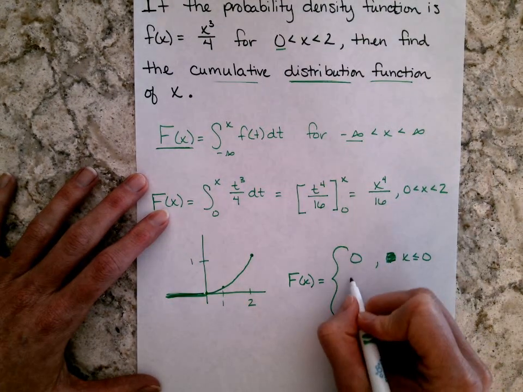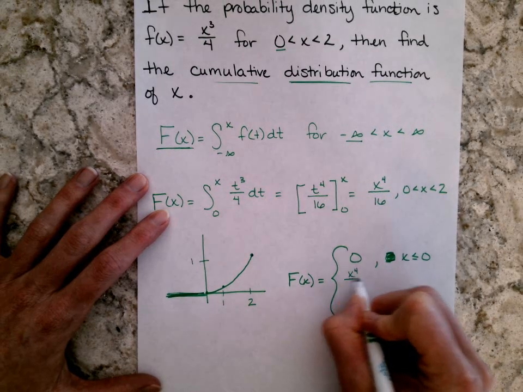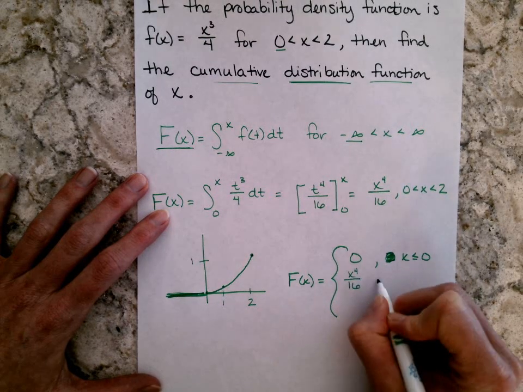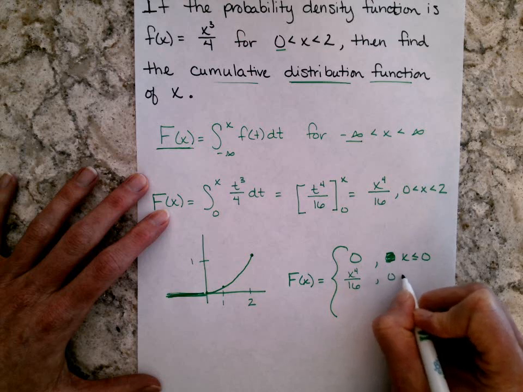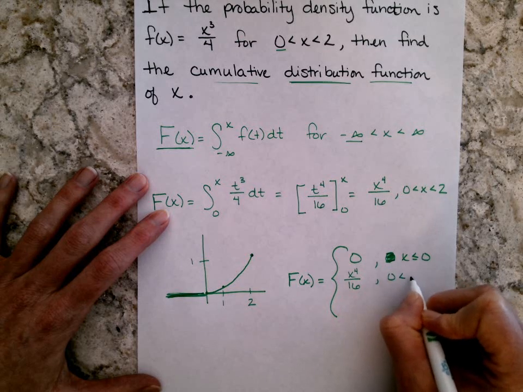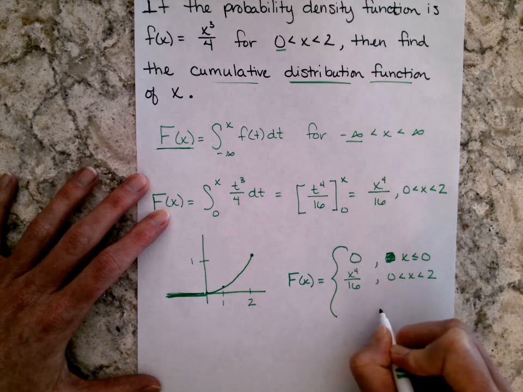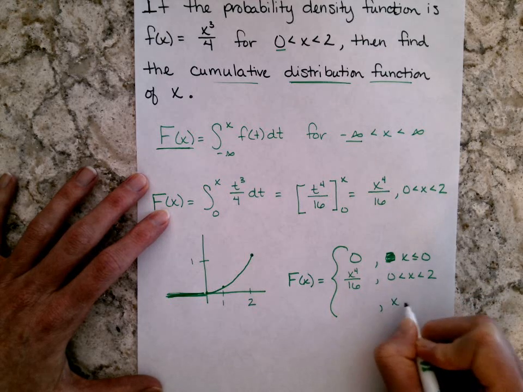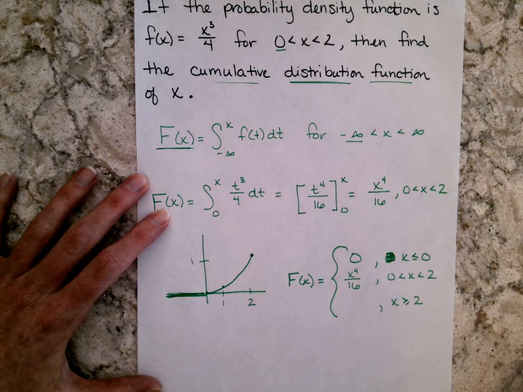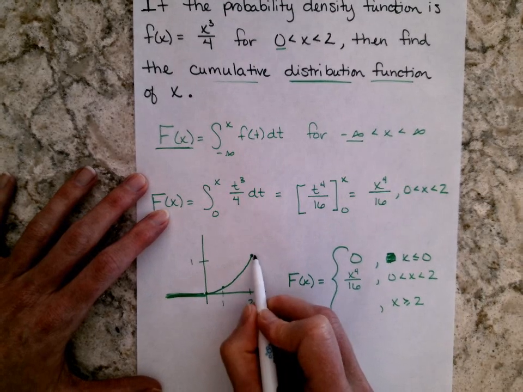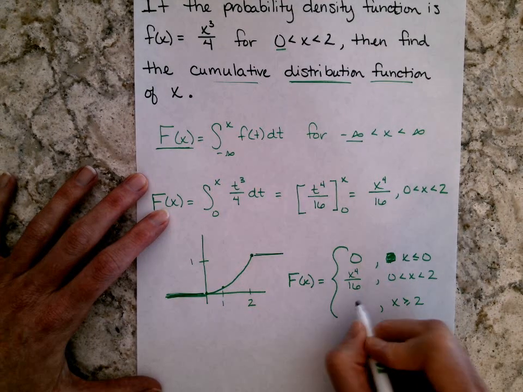We know that our values between 0 and 2 are going to be our x to the 4th over 16. So then what happens after 2? So greater than or equal to 2? Well, if we look here, our values will be at 1.